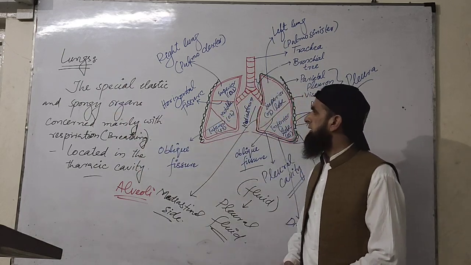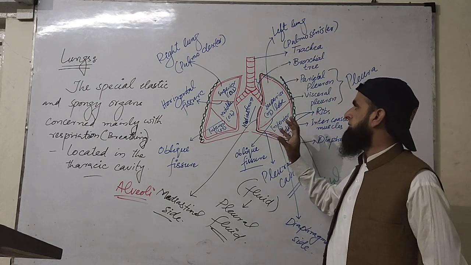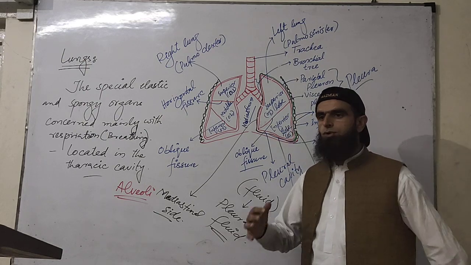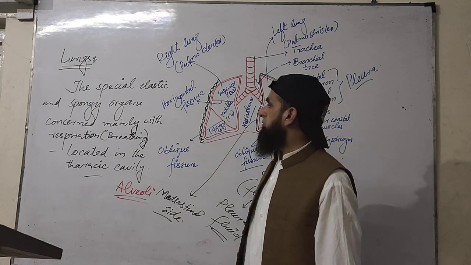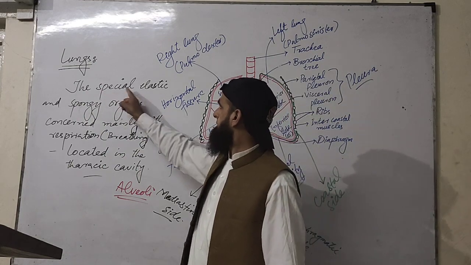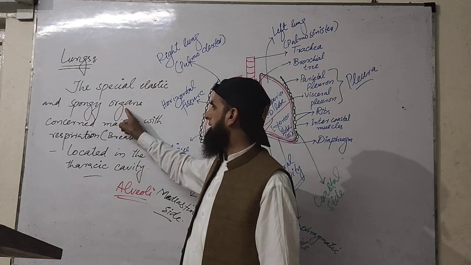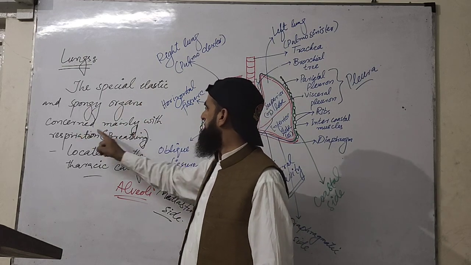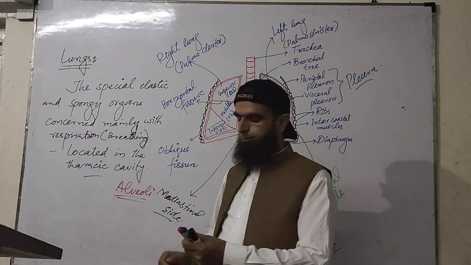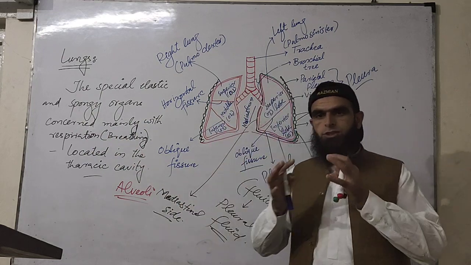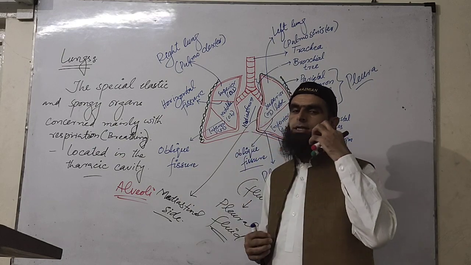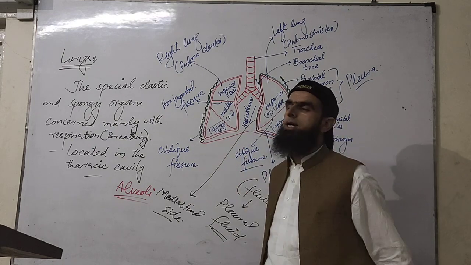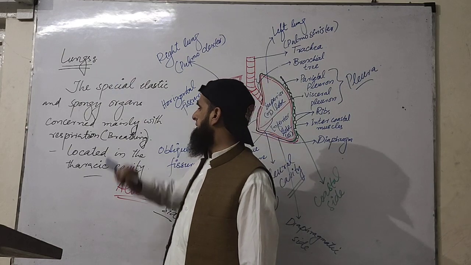The lungs are a very important structure that plays a very important role in the breathing of air in and out of the body. They may be defined as the special elastic and spongy organ concerned mainly with respiration or breathing. So that organ which is spongy and elastic and which helps in the breathing of air in and out of the body is called the lungs.